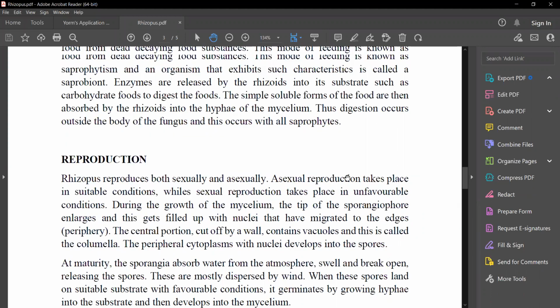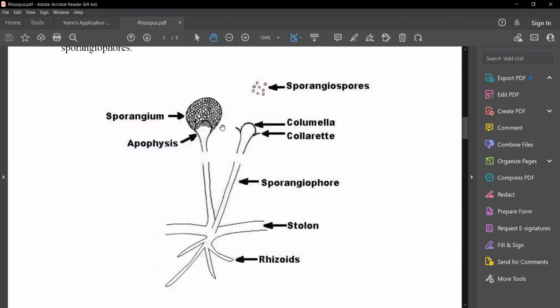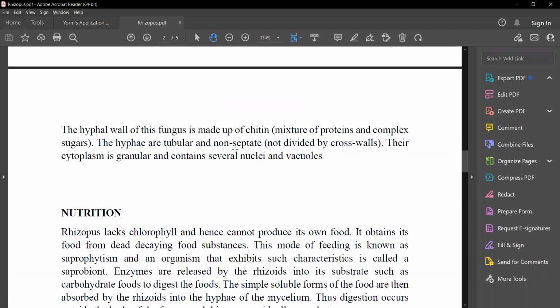So now let me take you back to the picture. You can see this part here, which we are calling the columella, being cut off by this wall here, which is the central portion being cut off. Then you have this part, the peripheral cytoplasm, and the nuclei in there would develop into spores, as you can see. So we can say this is a mature sporangium. Why? Because it has spores in there. So we are talking about the asexual reproduction here.